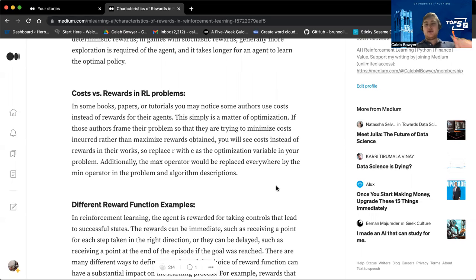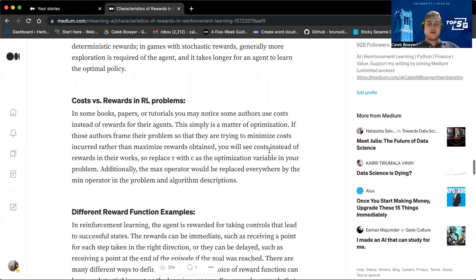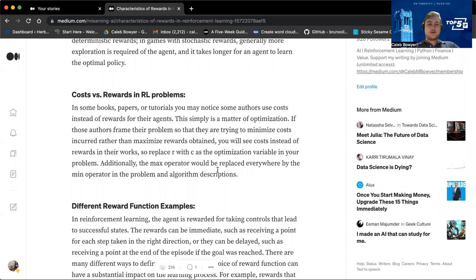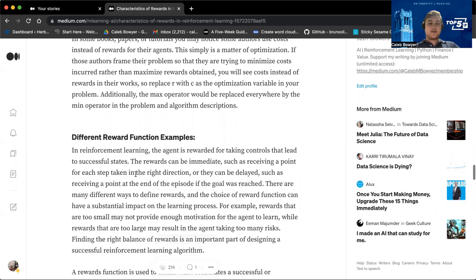A bit on the notation or terminology of cost versus rewards in RL problems. In some books, papers, or tutorials, you may notice some authors use cost instead of rewards for their agents. This simply is a matter of optimization. If those authors frame their problem so that they are trying to minimize cost incurred rather than maximize rewards obtained, you will see cost instead of rewards in their works. So replace the letter R with the letter C as the optimization variable in your problem. Additionally, the max operator would be replaced everywhere by the min operator in the problem and algorithm descriptions.